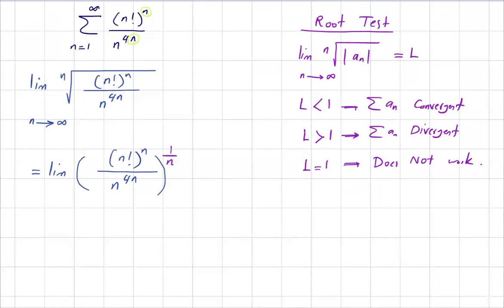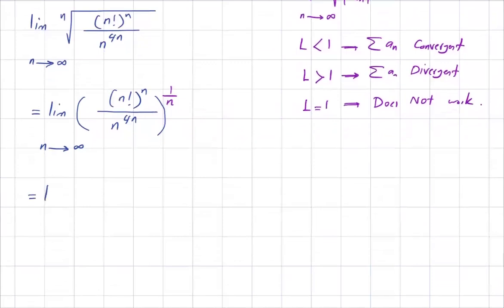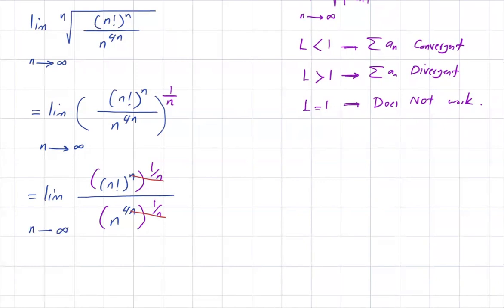Or basically, you can separate this if you want to see more detail. Here you have the limit of n factorial to power n raised to power 1 over n, divided by n to power 4n raised to power 1 over n. Now you can easily cancel out n and n, and n goes to infinity in this limit. So what do we see here? We have the limit of n factorial divided by n to power 4 as n goes to infinity.